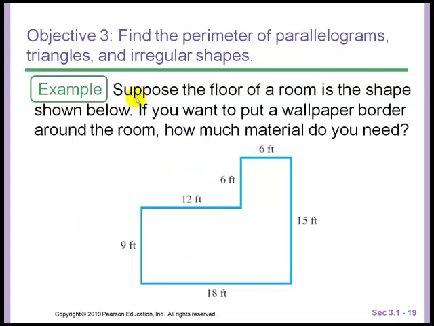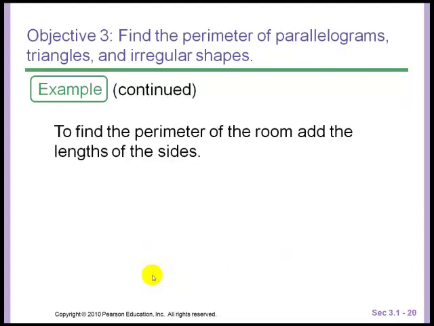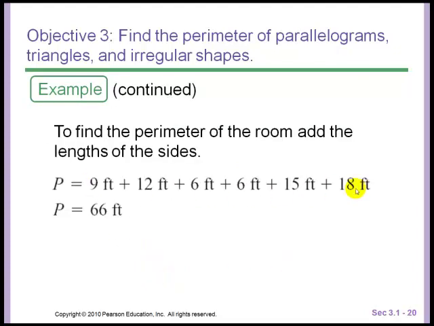Our last example. Suppose the floor of a room is the shape shown below. If you want to put a wallpaper border around the room, how much material do you need? Any type of border, whether it's wallpaper or a baseboard or a fence around a yard, any sort of border uses perimeter. To find the perimeter, we're just going to add up all the sides. So the 9 feet, the 12 feet, the 6 feet, the 6 feet, the 15 feet, and the 18 feet. Add up all the sides and you get 66 feet.